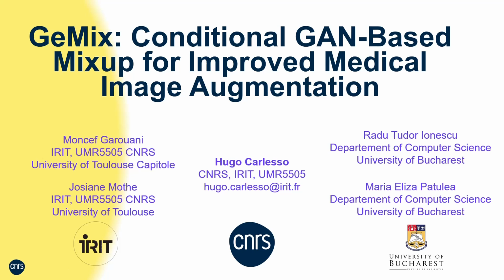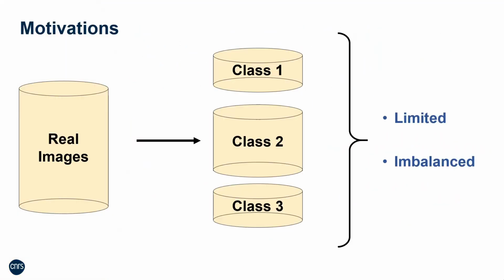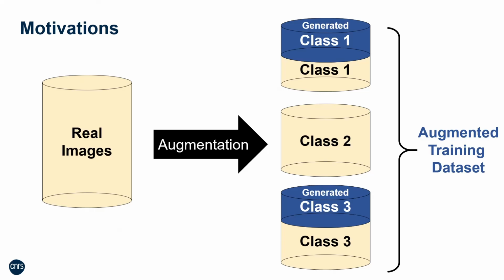Hi, today I'll present our work GeMix, Conditional GAN-Based Mixup for Improved Medical Image Augmentation. This paper addresses the challenge of data scarcity and class imbalance in medical imaging, which often limits the performance of deep learning models.